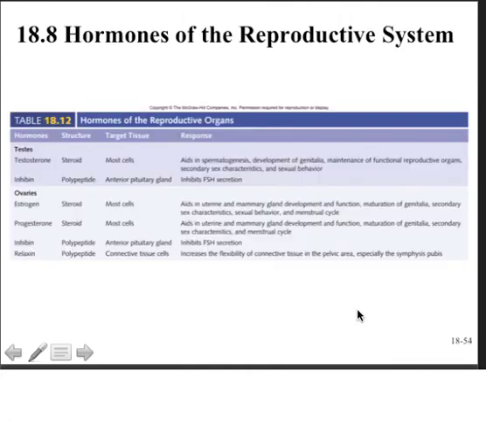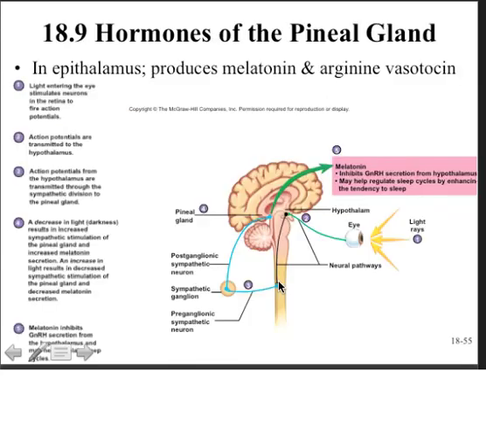Okay, the hormones of the reproductive system are shown here in Table 18.12. We list the testicular and ovarian hormones, their structure, their target tissue, and their response. So star this. This is good, again, PRS quiz material.